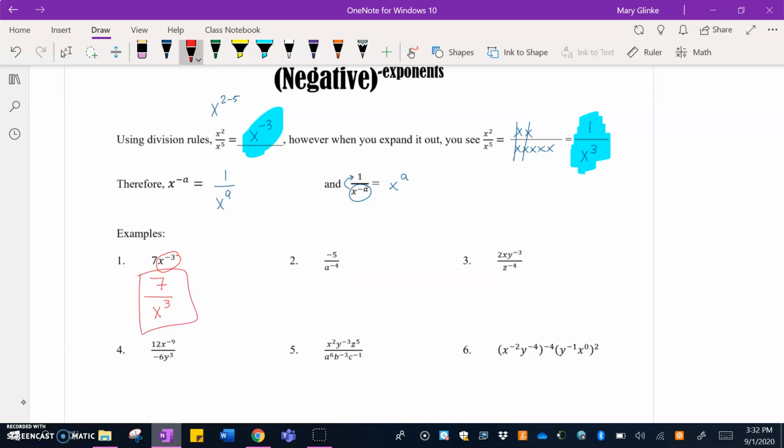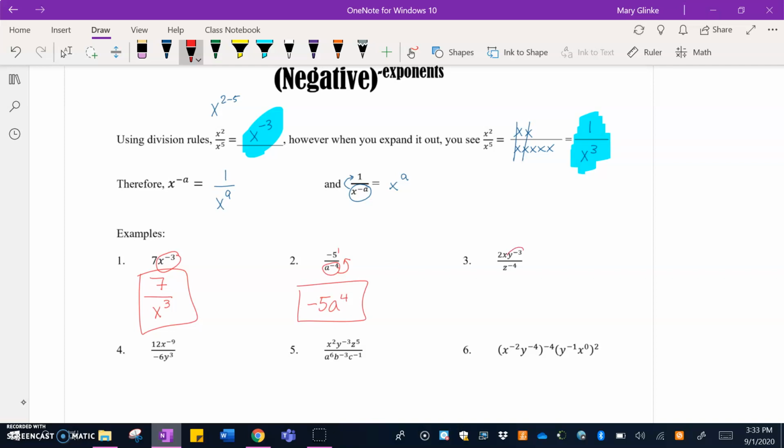For number 2, the a has a negative exponent. That's in the denominator. It's going to come up in the numerator. The negative 5 is just a number. It's not an exponent. It's technically negative 5 to the first power, so it doesn't move. So it's negative 5, a to the 4th.